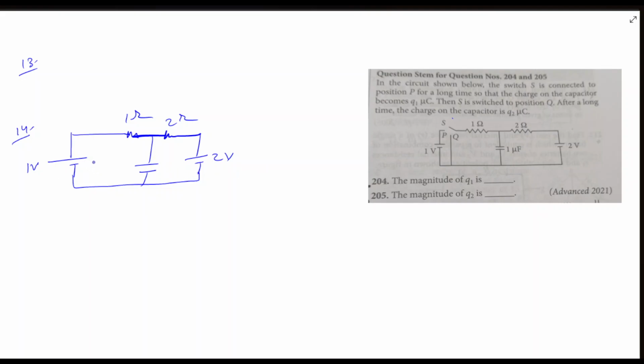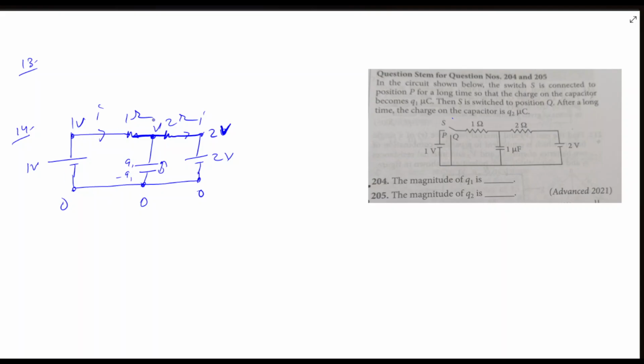Now, after a long time, what happens? The current in the capacitor branch is 0. So simply the current will flow like this, right? So I need to find the Q1 charge first. Q1 and Q2 they are asking. So first we need to find Q1. So look, the potential difference across this will be the same as the potential difference. So let's call this potential V. Let's call this potential 0. So this is 2 and this is 1. This is 0 volt, 2 volt. This is V. And this is 0.